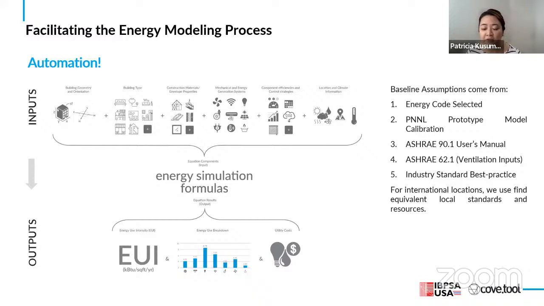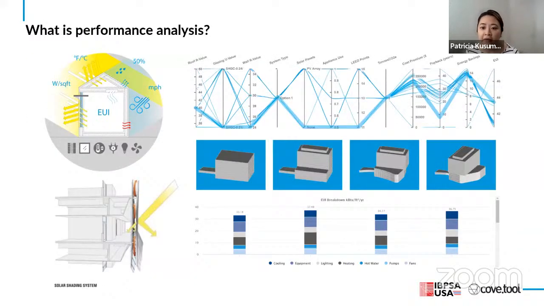simulation. So the output, or the results that we get, as you see here, is the energy use intensity and the associated breakdown of that energy use intensity and the operational or the utility cost. And so this is how we arrive at performance analysis, basically taking it from starting out with that building information model, generating a building energy model to do performance analysis.